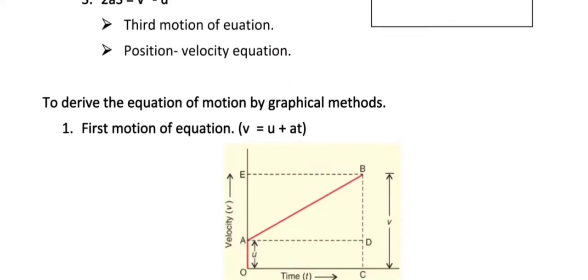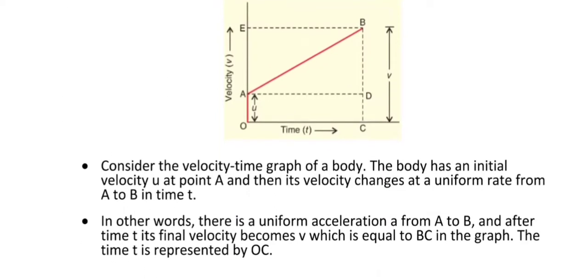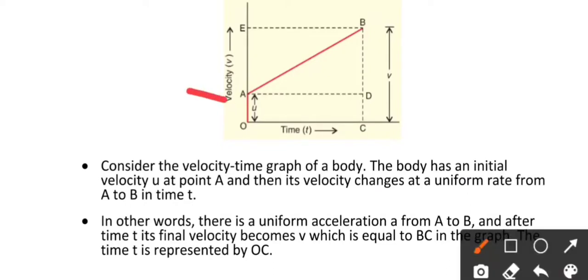For the first equation of motion, v = u + at, just consider the velocity-time graph of a body. The body has an initial velocity u at point A, and then its velocity changes at a uniform rate from A to B in time t. In other words, there is a uniform acceleration from A to B. After the time t, the final velocity will become v at this point, which is equal to BC in this case.